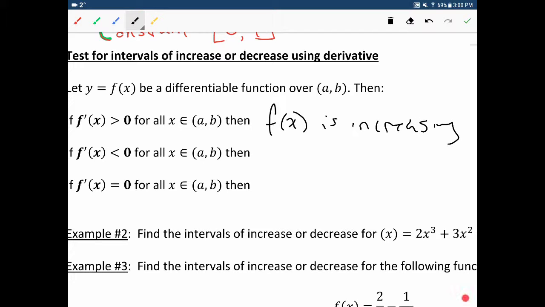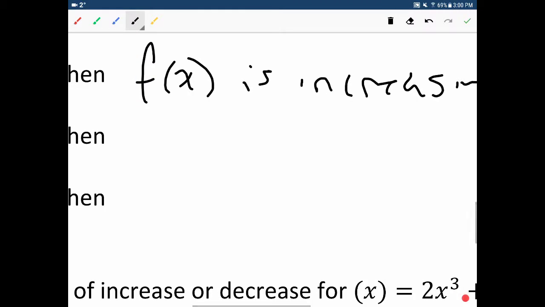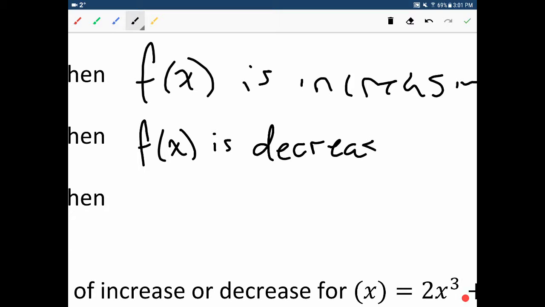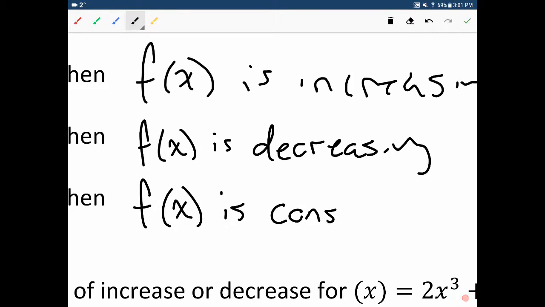If, however, the derivative is less than 0, then f of x is decreasing. And finally, if it equals 0, then f of x is constant. And that's it.